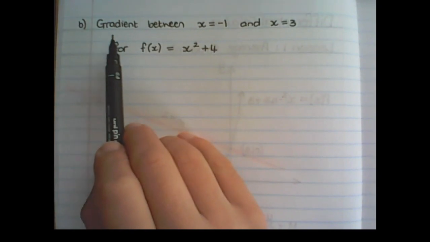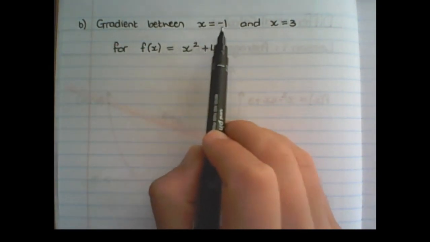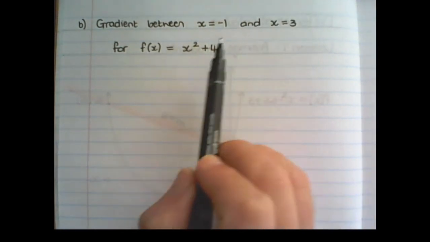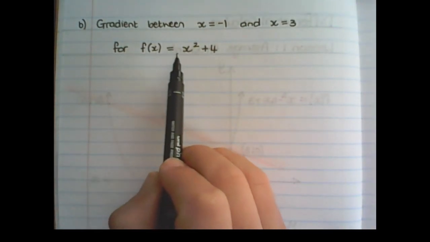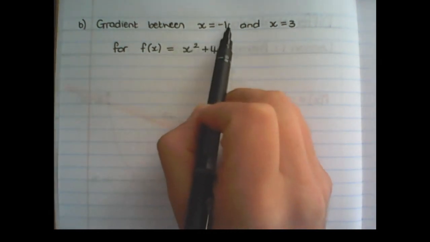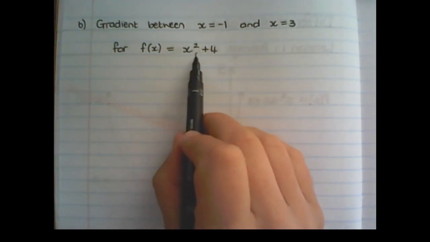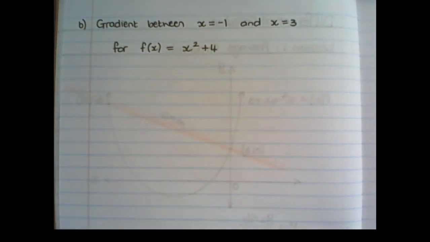In the second example, we want to find the gradient between x equal to -1 and x equal to 3 for the function f(x) equals x squared plus 4. Now, we already have 2 values for x, and we still need 2 values for y. We do not need to draw the function. We can simply use our normal method of finding gradients.